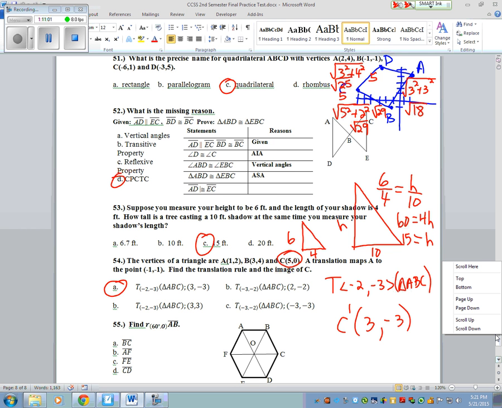Then the last one here, 55, it says find the rotation of 60 degrees about the origin of AB. So if this is a hexagon, each one of these is 60 degrees down here. So if I take AB, which is right here, and I move it 60 degrees, we're going to go in a counterclockwise direction, so I'm going to land right at AF, which is answer choice B.